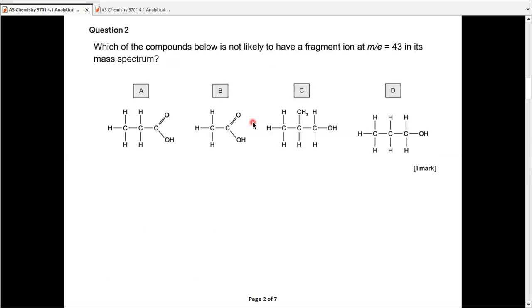Okay, question number 2. And well done. Which of the following compounds is not likely to have a fragment? Right, 43.